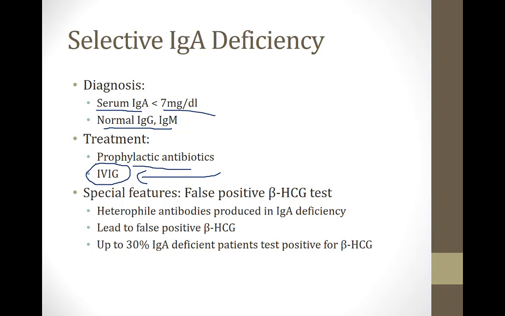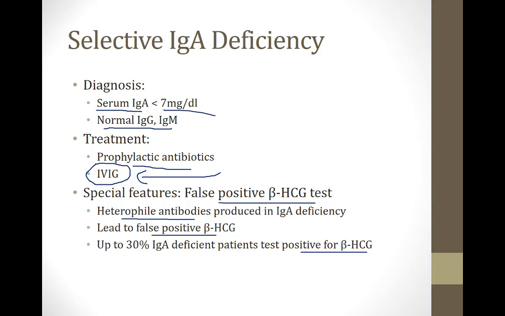And then finally, a special feature of this condition is that many women with IgA deficiency have a false positive beta HCG pregnancy test. So why does this happen? It turns out that antibodies called heterophile antibodies are produced in some patients who are IgA deficient. And these antibodies lead to a false positive beta HCG test. And in fact, up to 30% of IgA deficient patients test positive for beta HCG.